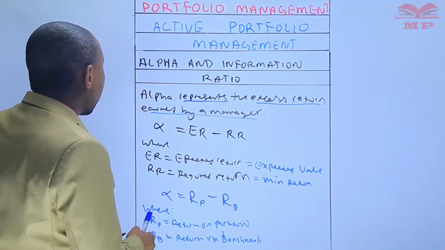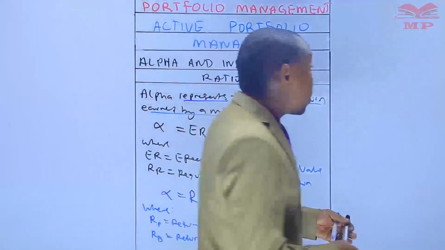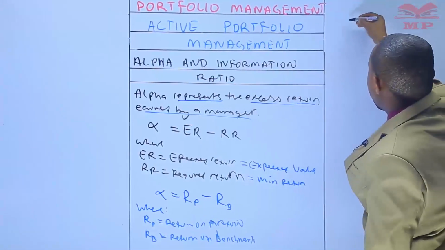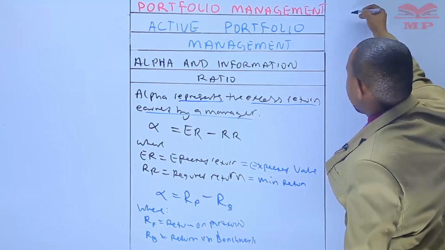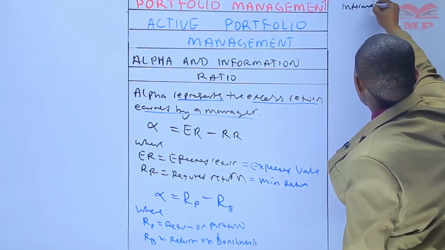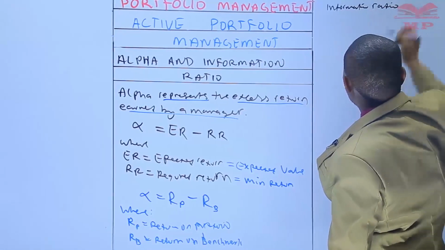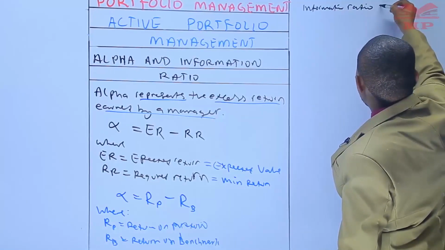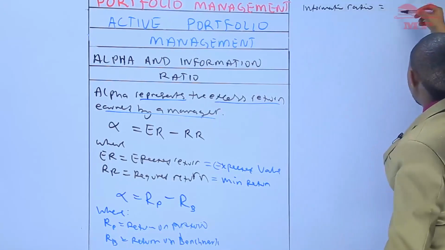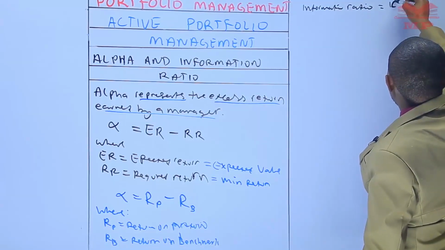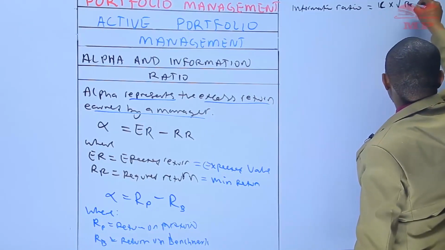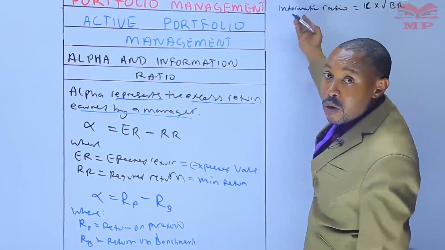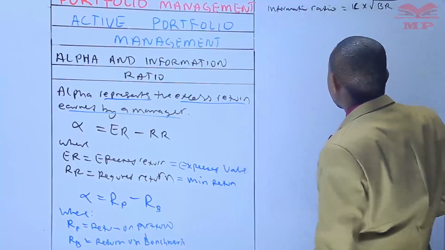So we can then move on and provide a description of the information ratio. Because we are talking about alpha and information ratio, the information ratio is given as the information coefficient, IC, times the square root of the breadth of the market. This is a measure of the return of a portfolio.